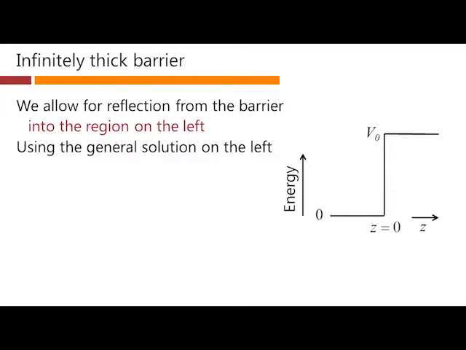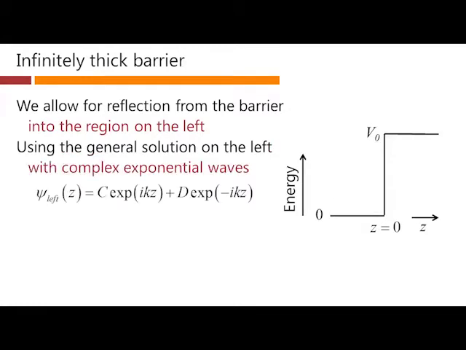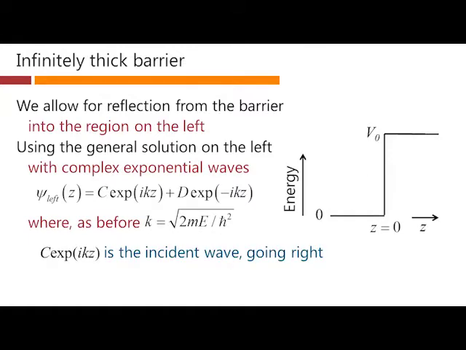And we're going to use the general solution of the equation on the left. We're going to use complex exponential waves, so the general solution could be written this way: c times e to the ikz plus d times e to the minus ikz. And as usual, k here is the square root of 2mE over h bar squared, because that's the energy in here and the potential is 0.